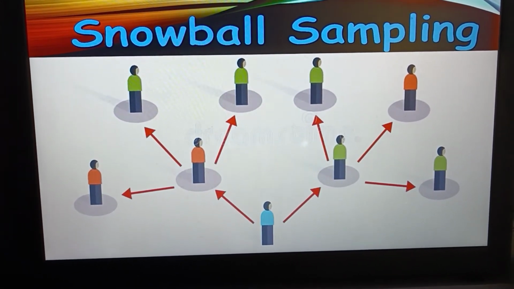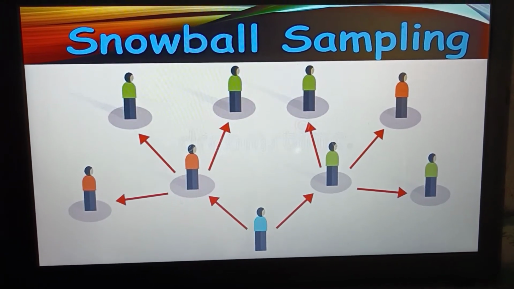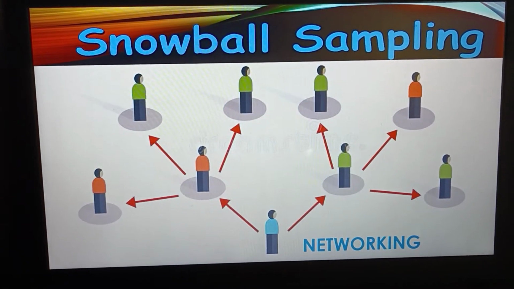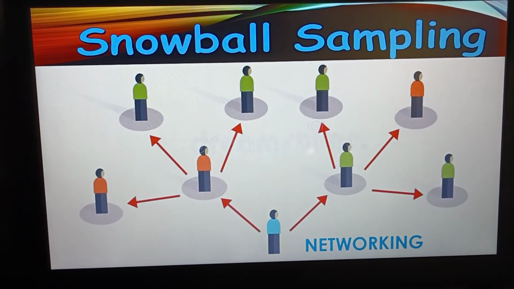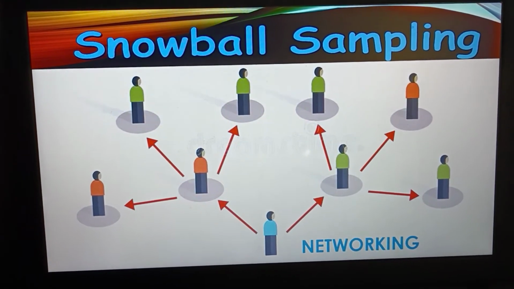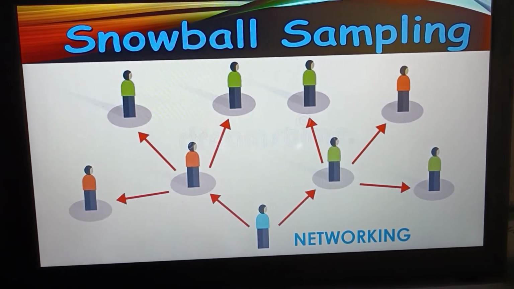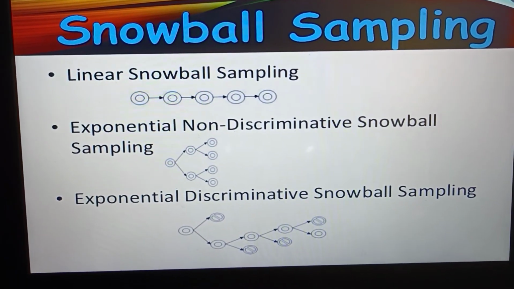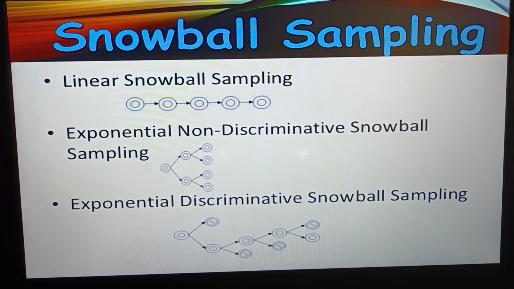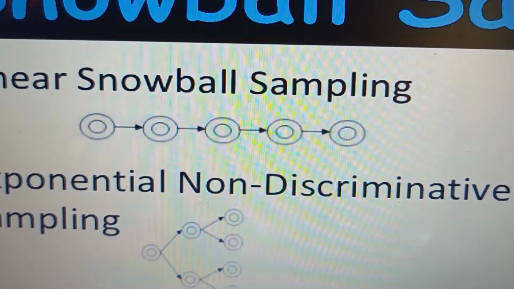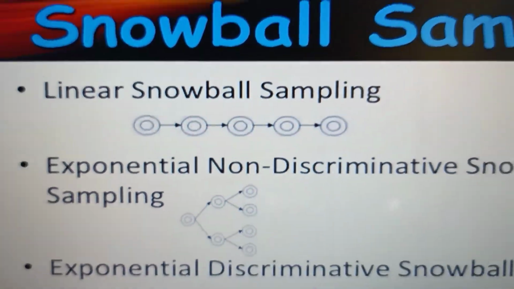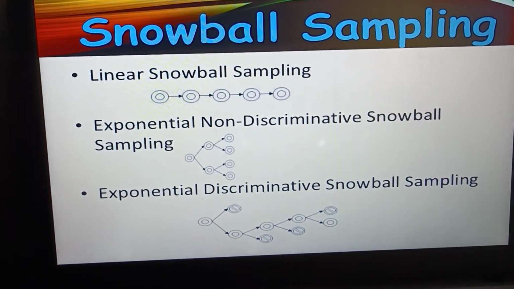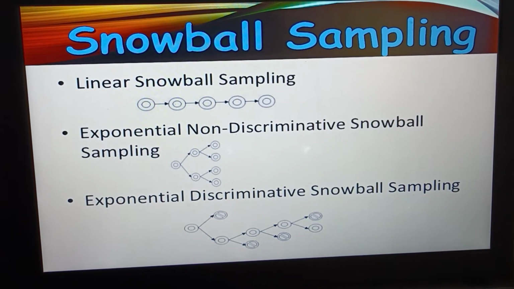So you as a researcher are receiving a lot of responses from your survey. It is like networking. Even if you do not know them, you receive data from them. That is what we call snowball sampling. There are three types of snowball sampling. The first one is linear snowball sampling, and that is one at a time. You give your survey to the first person and then to the next, until it reaches the maximum number of survey forms. That is the linear snowball sampling.